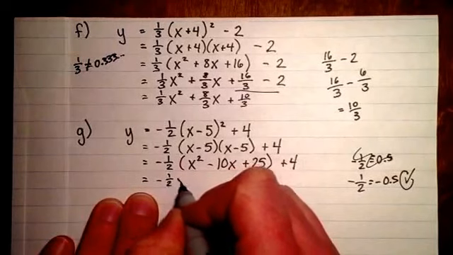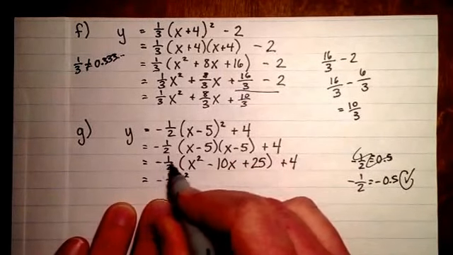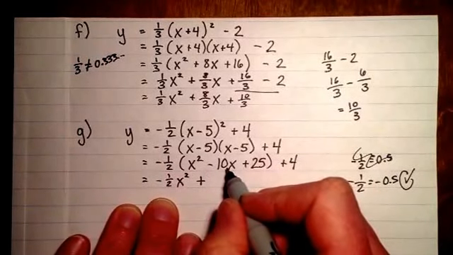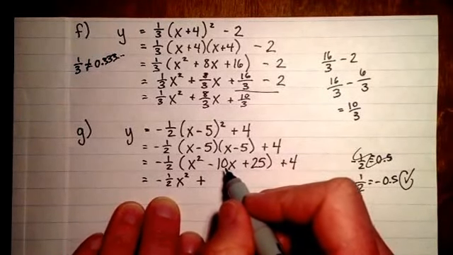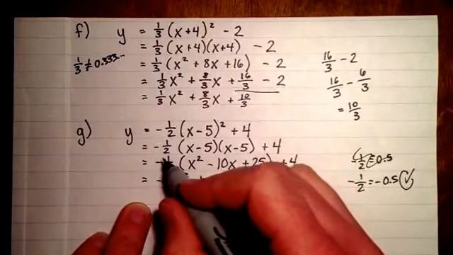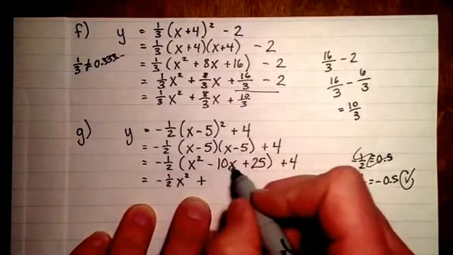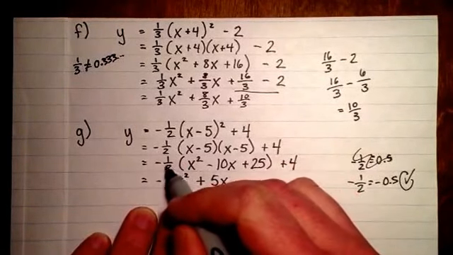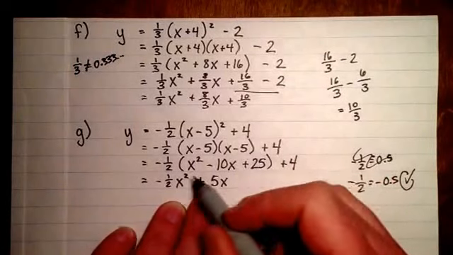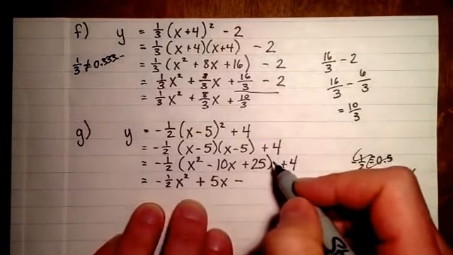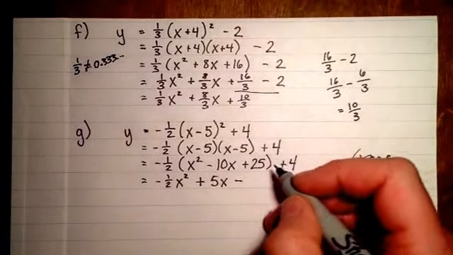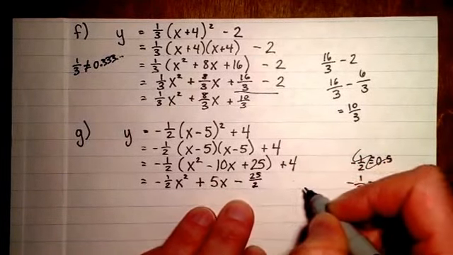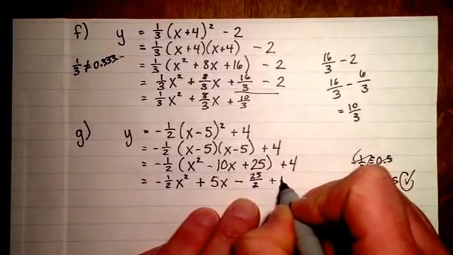So -1/2 times x squared is -1/2 x squared. -1/2 times -10, so it's plus, and then a half times 10. You could do a half times 10 in your calculator and check if you weren't sure. Remember to put brackets around a half. Or you can think, well, that's just a half of 10. So that's 5. And then a half times 25, so it'll be negative. A half times 25 is going to be 25 over 2, because 12 and a half. Plus 4.